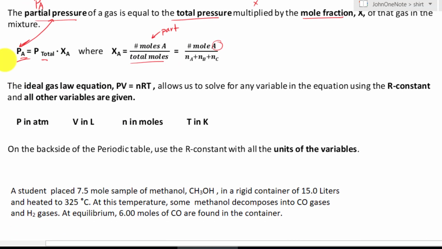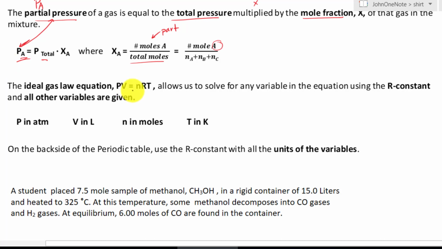And lastly, we have this equation called the ideal gas law equation, and that is PV equals nRT. P is for pressure, V is for volume, equal to n, that is the number of moles, R is the universal gas constant. On the back side of your periodic table, there are multiple R constants. Make sure you use the right one. And how do you know? You look at the R with the unit that's involved in this equation.